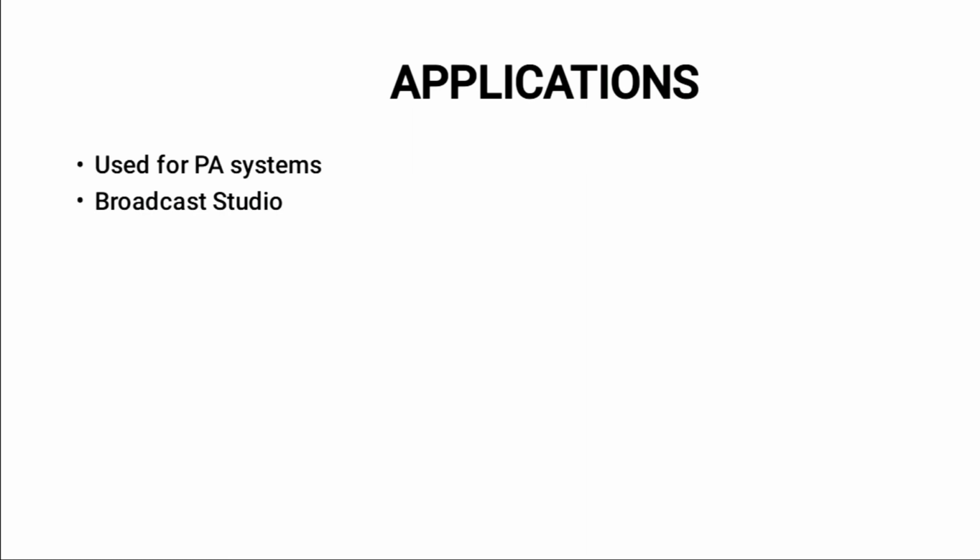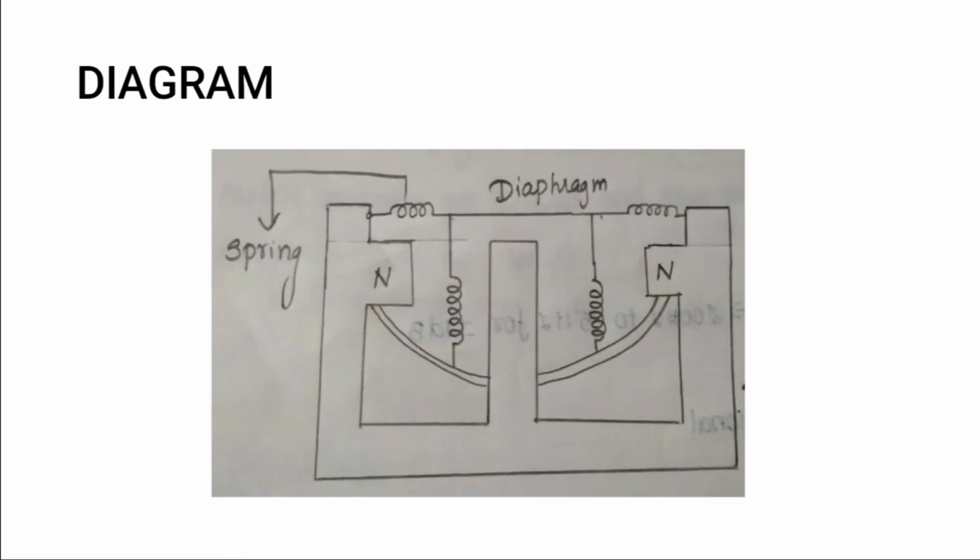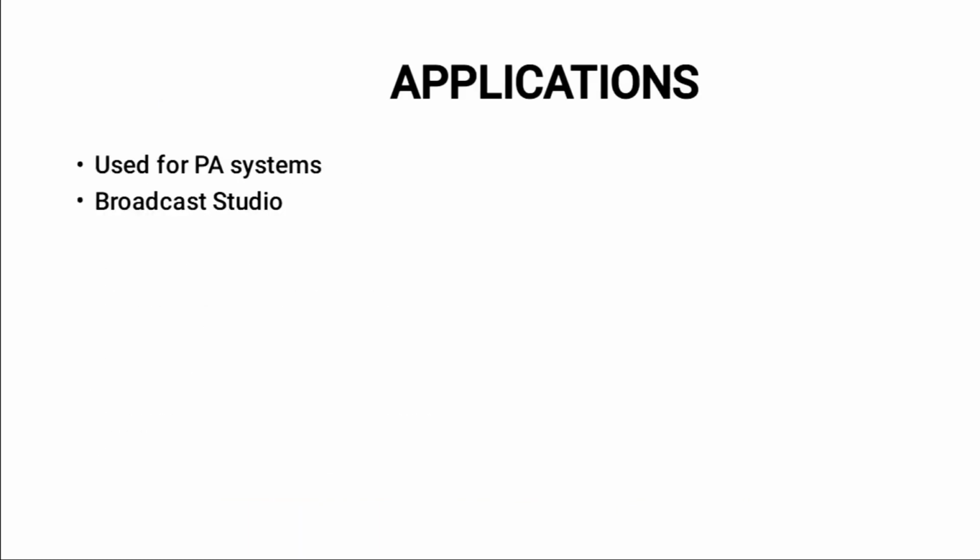Now we can come to the conclusion part. Today we have seen some of the elements, basics, characteristics, working principle, and some of the applications of this moving coil microphone. Thus we can conclude that this moving coil microphone has a greater advantage compared to other microphones.